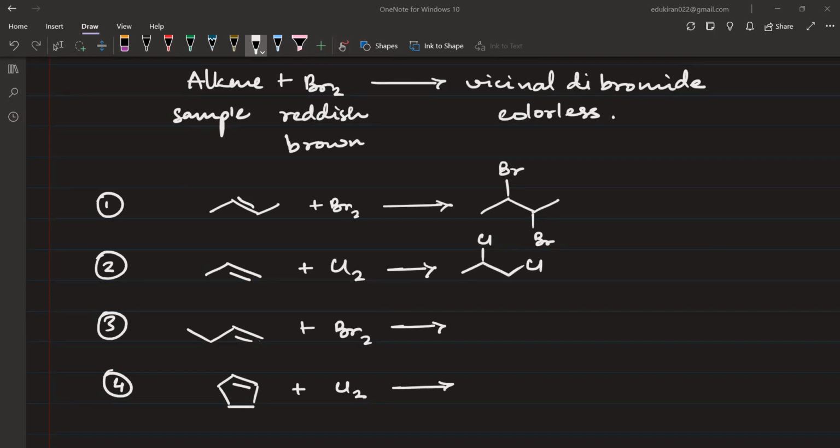Look at it: what are the bonds being broken and what are the bonds being formed, and then send the answer for 3 and 4 to me. I want an answer from everyone. Okay, Fatima, Mariam, Razan, and Wafia.